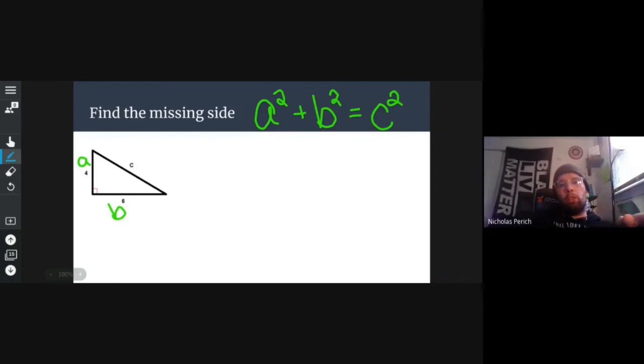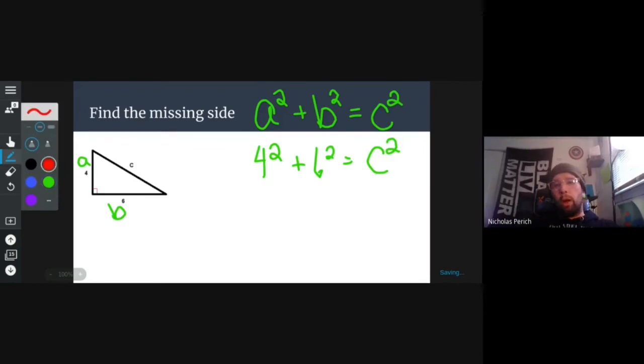So that's going to turn into 4 squared plus 6 squared equals C squared. Square those numbers and then solve for C.